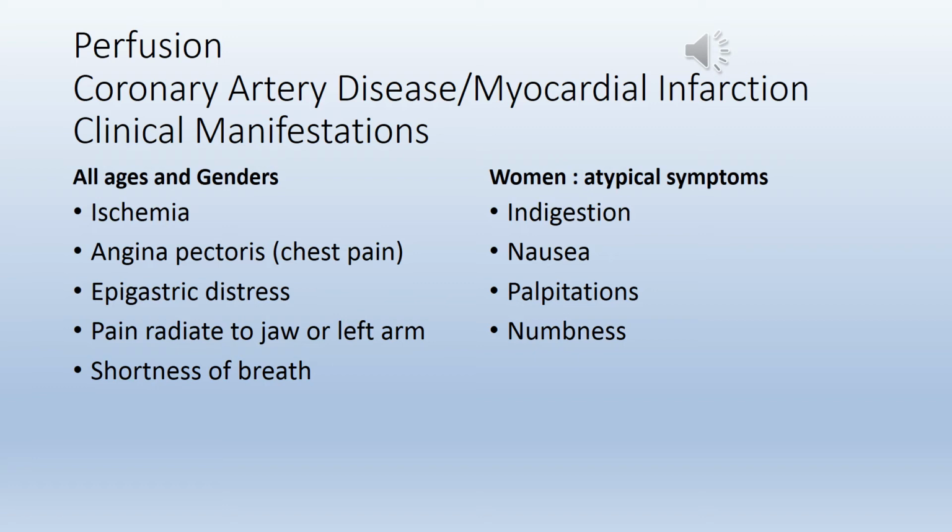Clinical manifestations would include that all ages and genders would have ischemia, angina pectoris or chest pain, epigastric distress, pain that radiates to the jaw or left arm, and shortness of breath. Atypical symptoms, mostly for women, are indigestion, nausea, palpitations, and numbness.